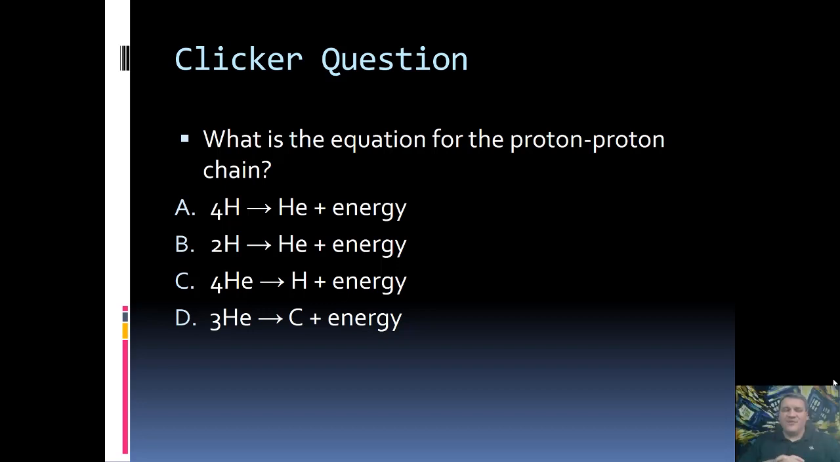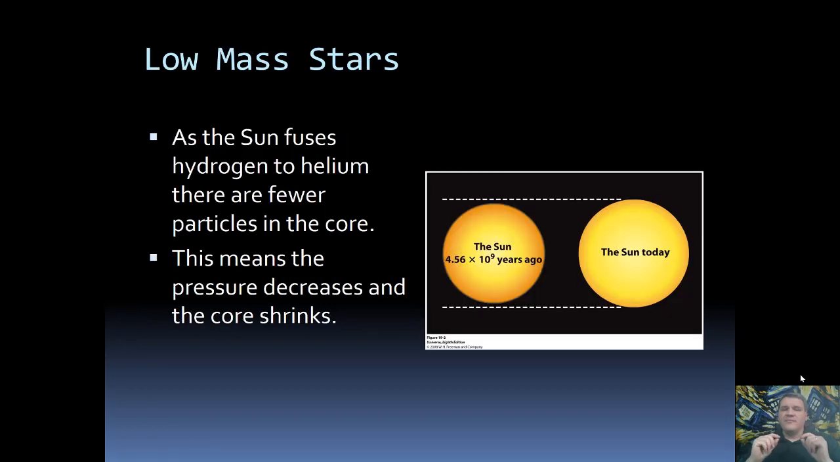Alright, so the equation for the proton-proton chain is 4 hydrogen. We combine 4 hydrogen together and that then gives us helium-4. Notice that every time we go through this sequence, we actually have 3 fewer particles in the core. We started out with 4 hydrogen and then ended up with only 1 helium. Because we have fewer particles, the pressure in the core is going to decrease, and as pressure decreases, the core is going to shrink.